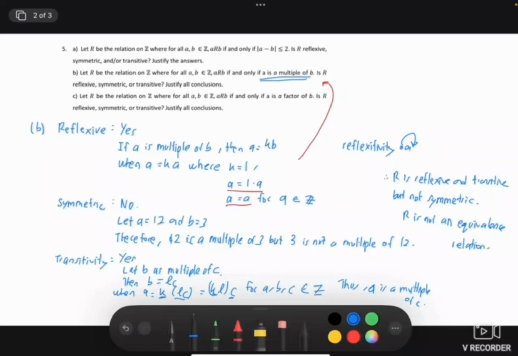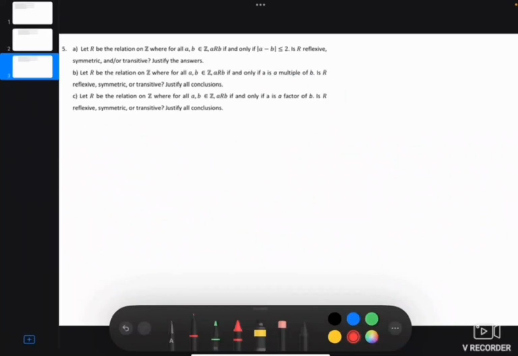Okay, before continuing with question 5c, let me just restate the definition of reflexivity, symmetry and transitivity so that we can refer to it. Okay, now let's continue with our question 5c.